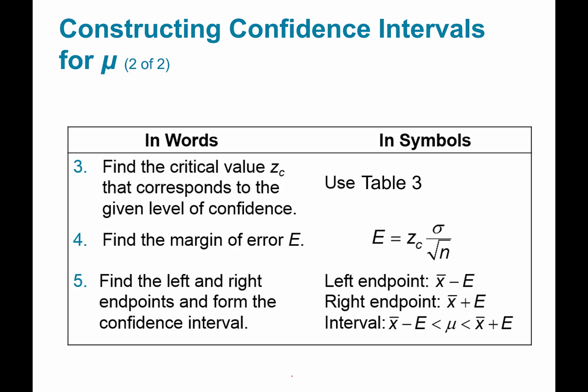Find your critical value, Z sub C or Z sub alpha over 2, using that table. Find the margin of error E. Remember, E is equal to the critical value of Z times sigma over square root of N. And then find the left and right endpoints of the interval and actually form that interval just by writing it in the notation. So remember, all you're doing is subtracting that E that you calculated from the mean and adding E to the mean. And that's going to be your interval, essentially.